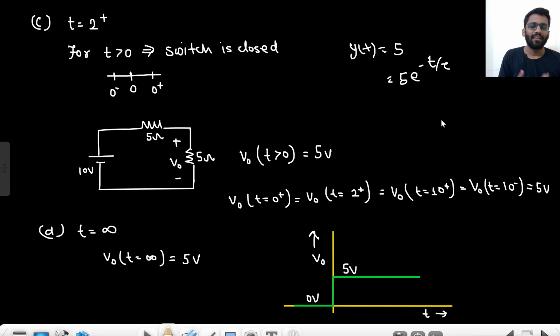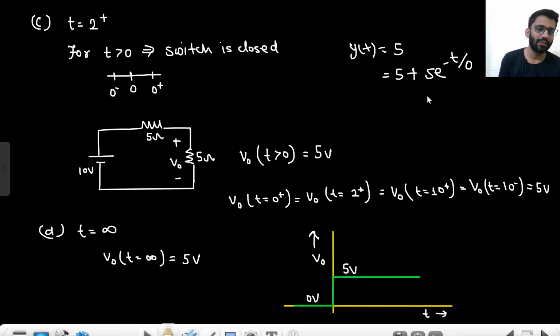We can't really comment it like this. We can't put t equals to 0 here, or if we put tau equals to 0 here, it would become infinity, so it would go down to 0. So yeah, you can write it like this: 5 plus 5 e to the power minus t upon tau, and the value of tau is 0.